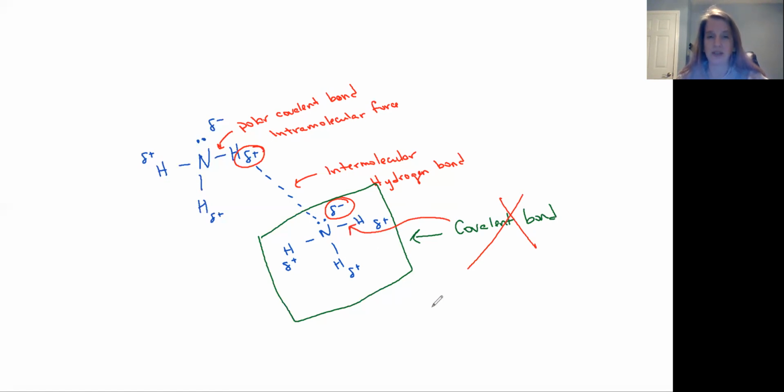I hope this clears up any questions that you have about how to draw these molecules. And if you have any questions about this, make sure to put them in the discussion so that we can address those as a group.